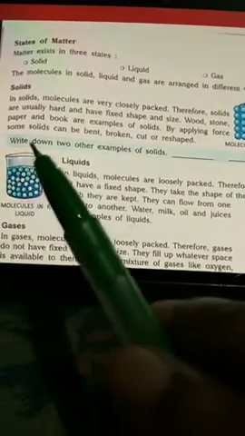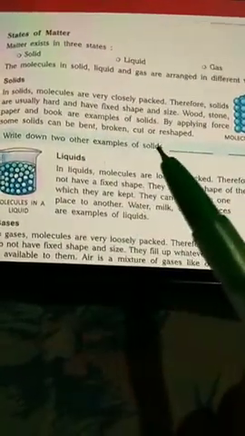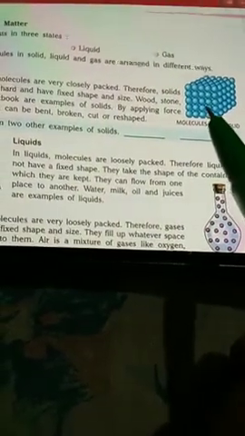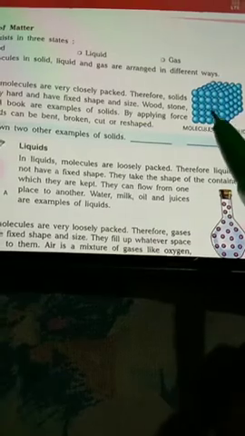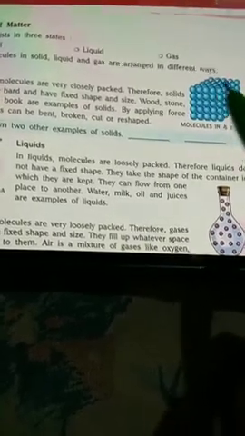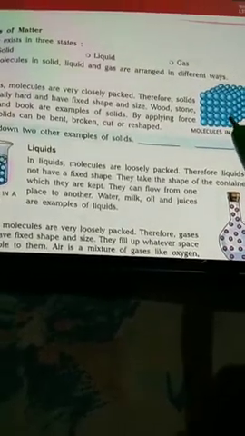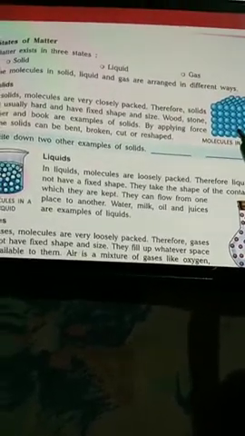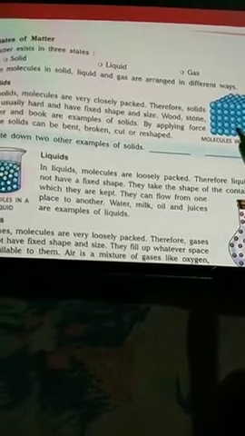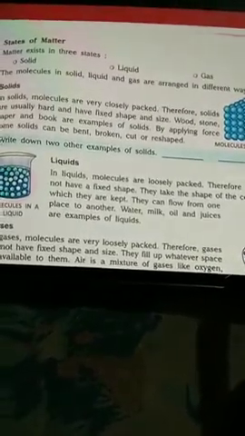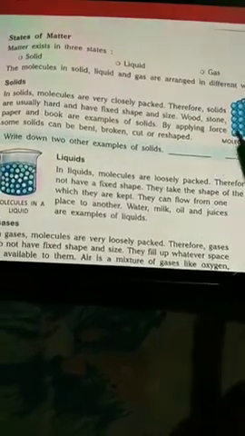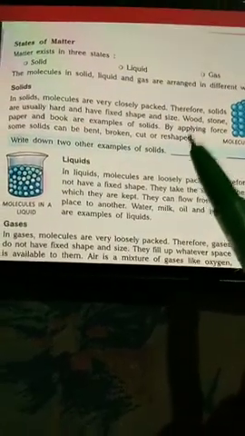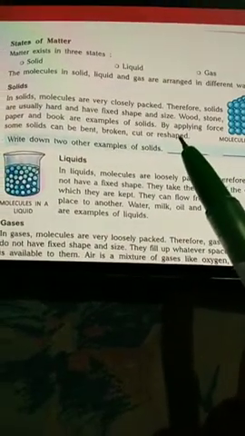By applying force, some solids can be bent, broken, cut or reshaped. Suppose this is a piece of wood. When you apply force, it can be cut and its shape can be changed. When there is a book and you apply pressure or force on that, you can tear the pages and change the shape of the book. So, by applying force, some solids can be bent, broken, cut or reshaped, meaning their shape can be changed.